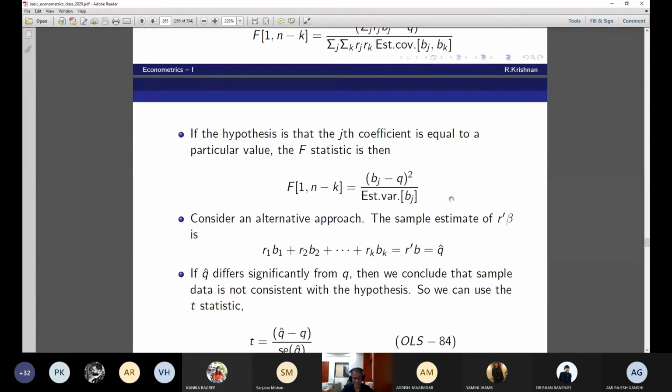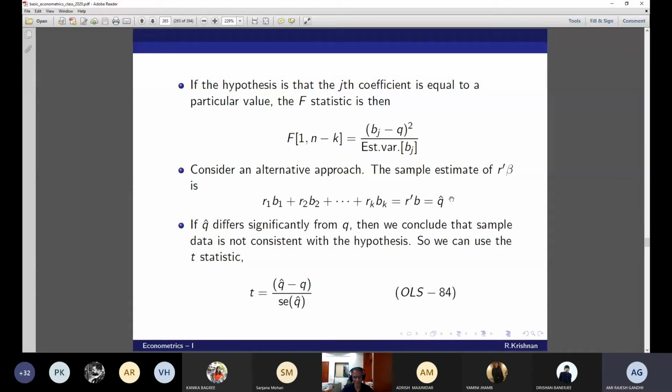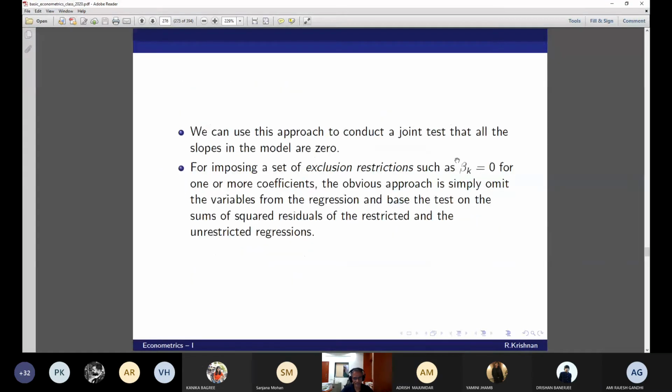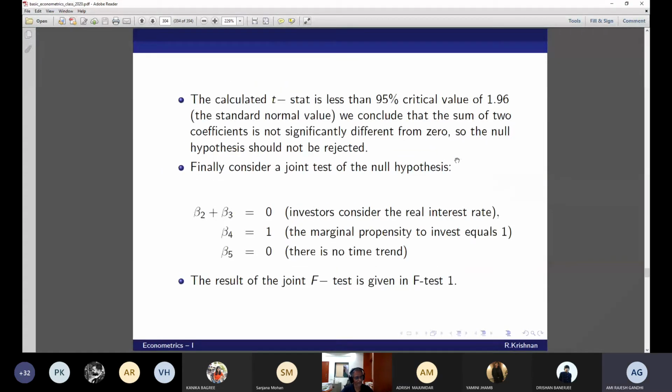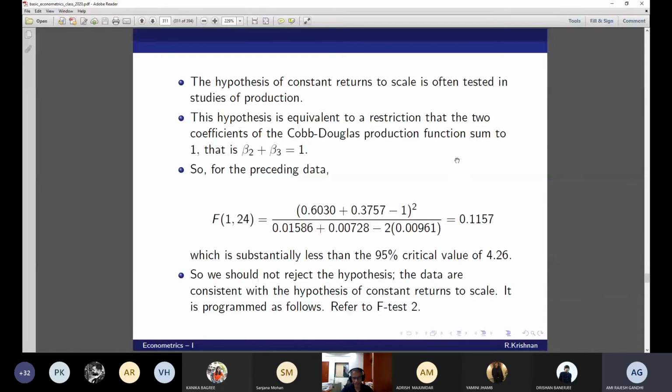I'm clearly asking you the F formula. You have to remember that. How do we calculate? This is the formula. Now you tell me the number in the numerator and the denominator. So basically B2 plus B3 minus 1. You see, I have given you the numbers to put in. So the 0.60299 part plus 0.37571 part minus 1, whole squared. I'm showing you that.